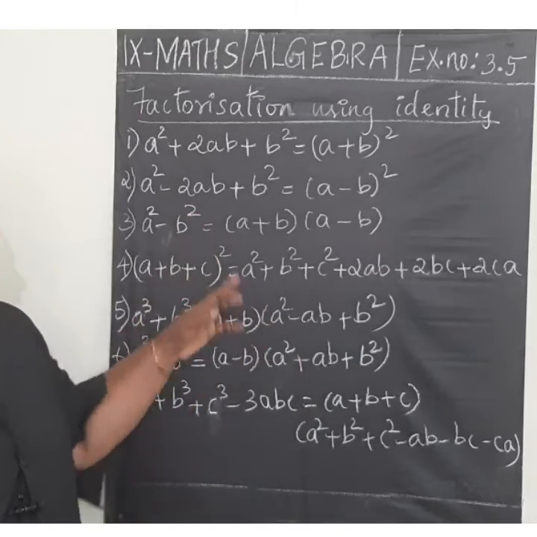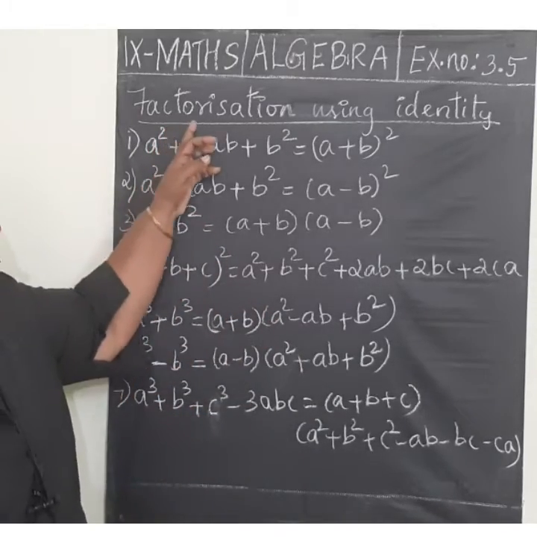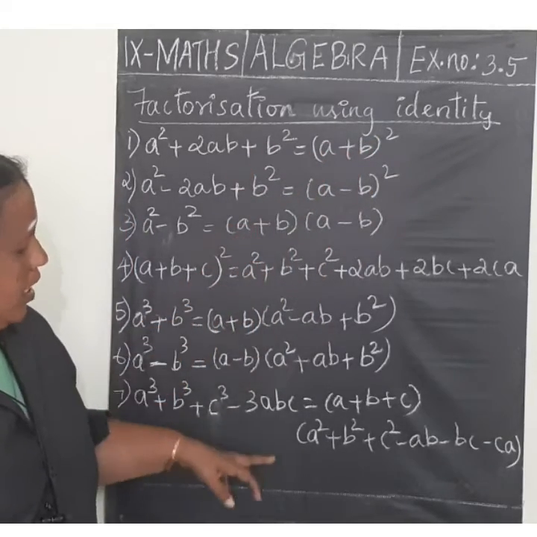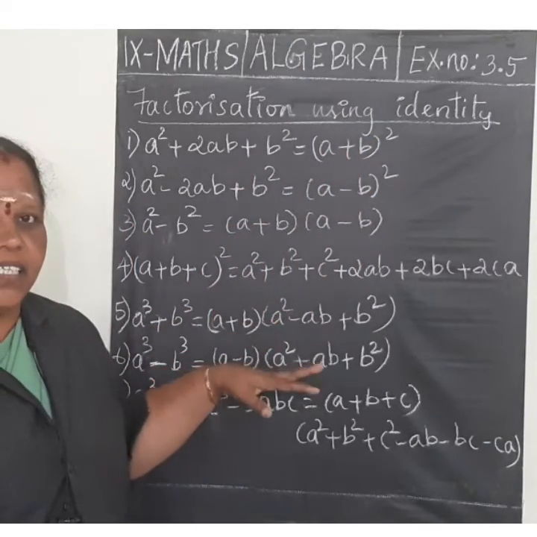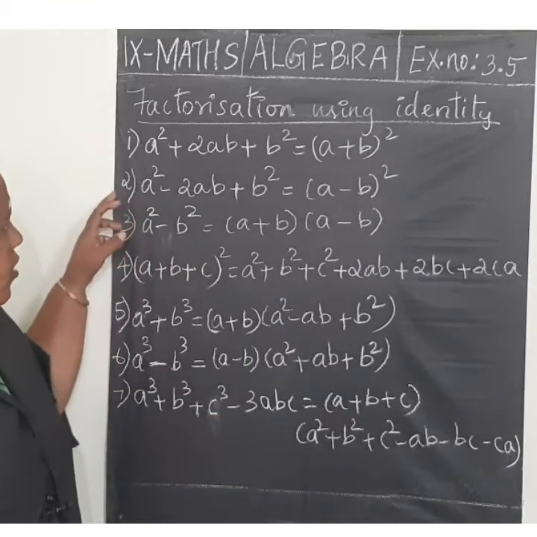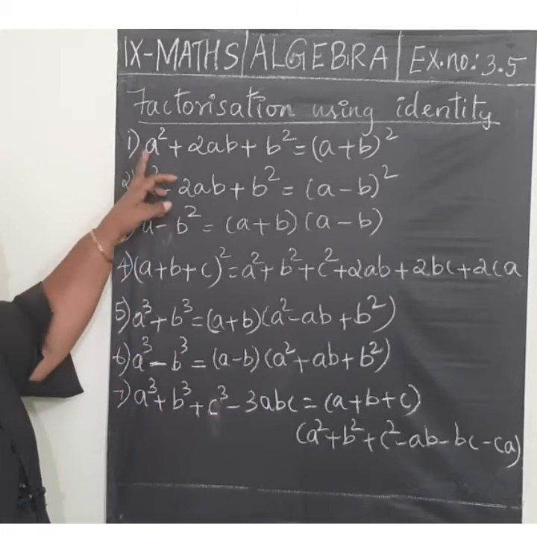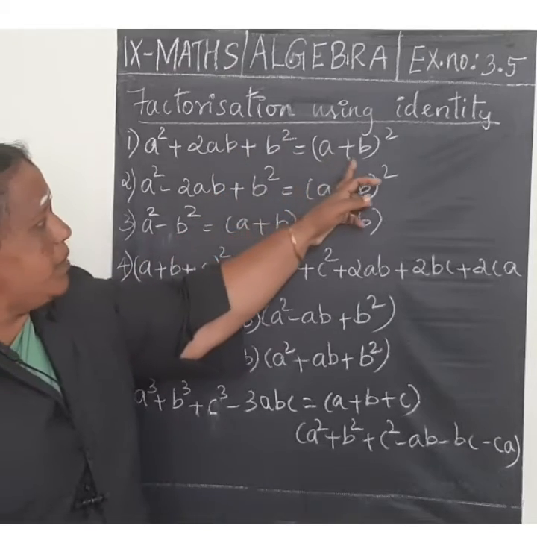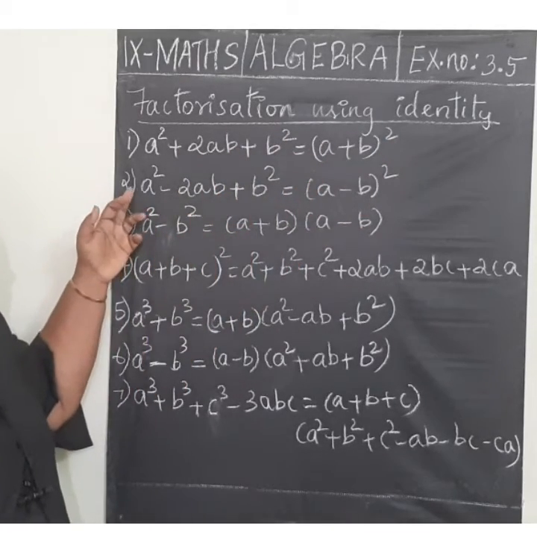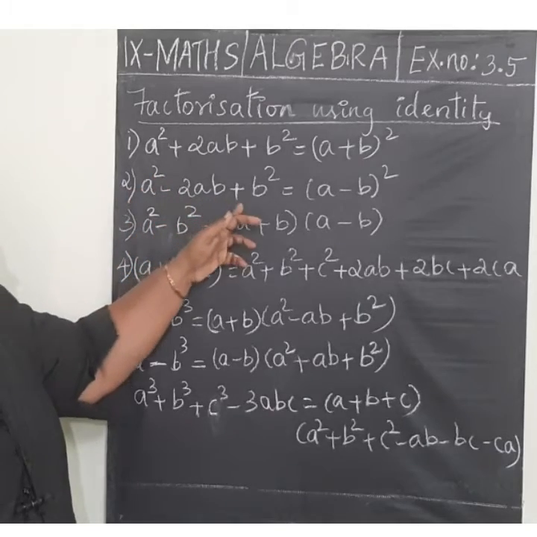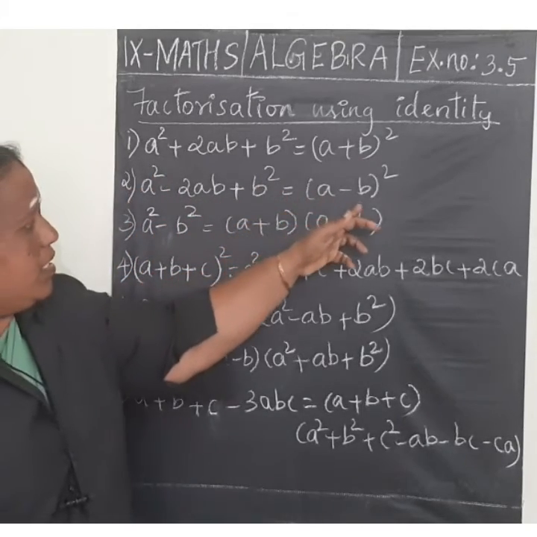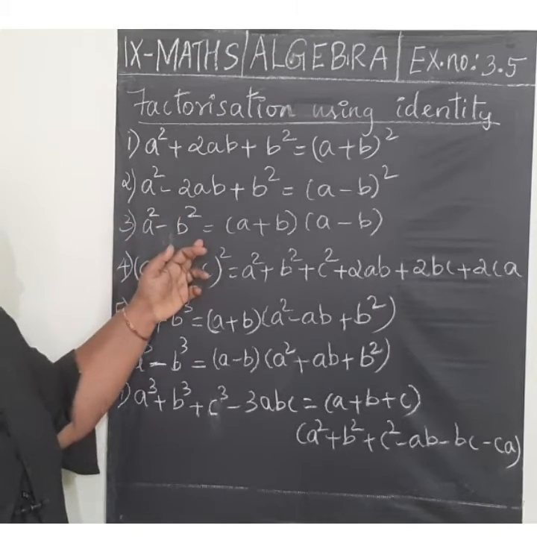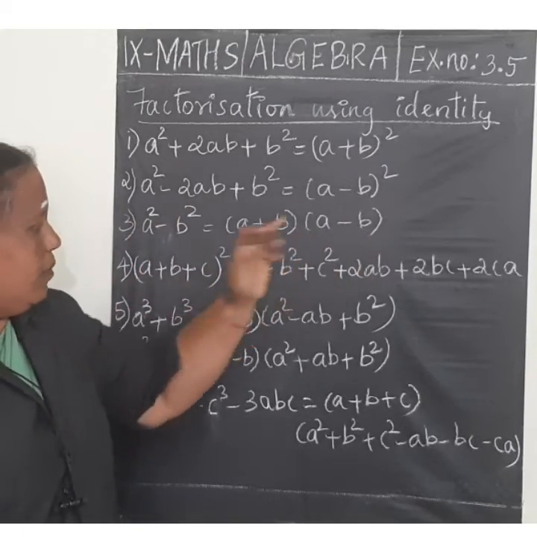Last class we learned some identities. Now we have factorization using identities. Those identities we are going to use to factorize a polynomial. So what are all the identities we are going to use? First one, a square plus 2ab plus b square is equal to a plus b the whole square. Next, second one, a square minus 2ab plus b square is equal to a minus b the whole square. Third one, a square minus b square is equal to a plus b into a minus b.